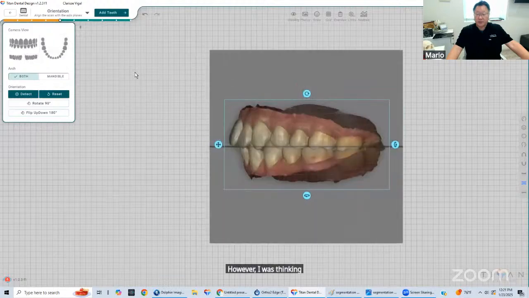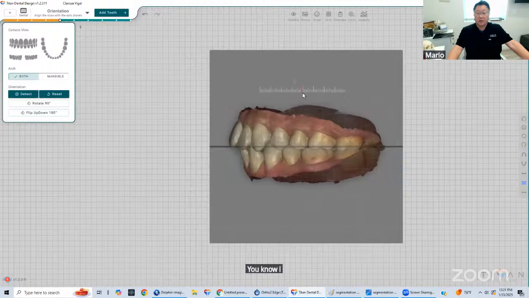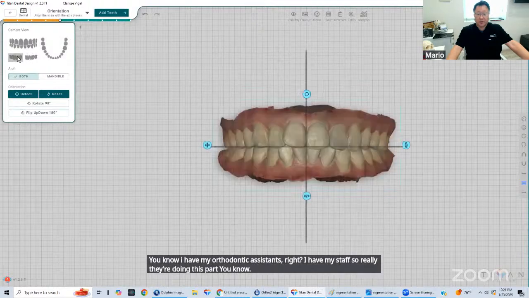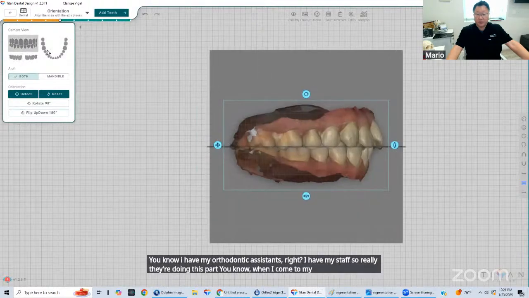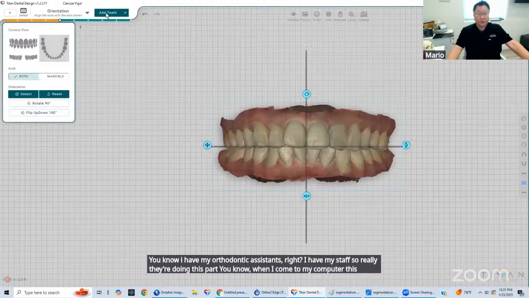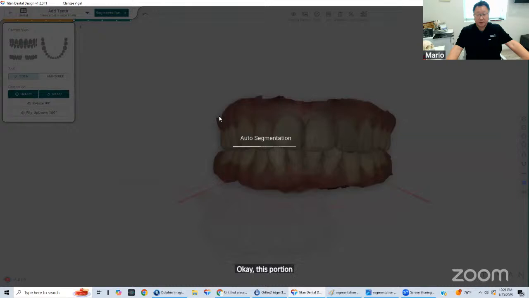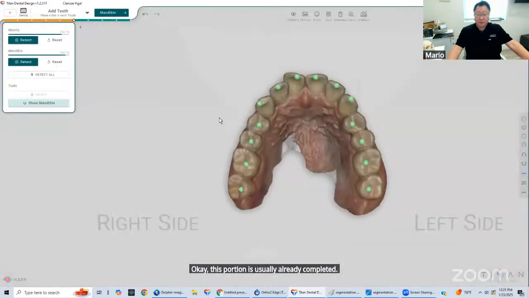to also mention that as I'm doing this, remember we all have staff. I have my orthodontic assistants, right? I have my staff. So really, they're doing this part. When I come to my computer, this portion is usually already completed. But I'll go through this real quick.